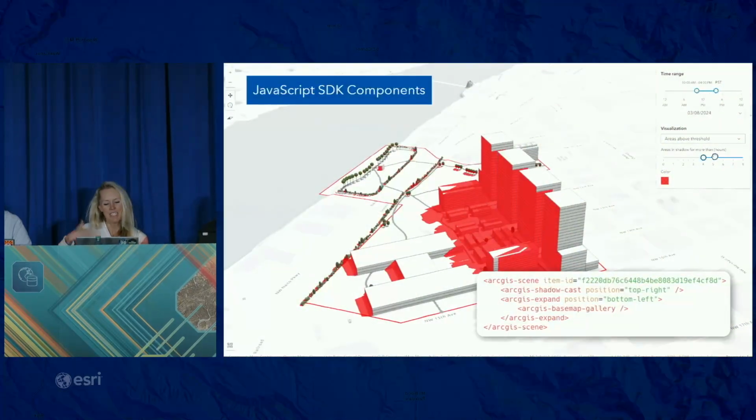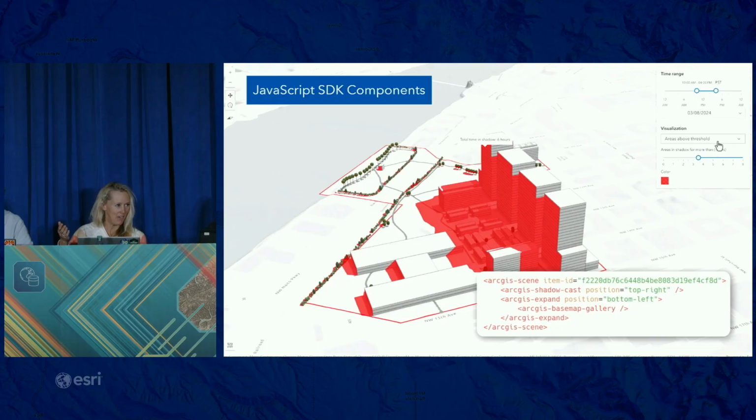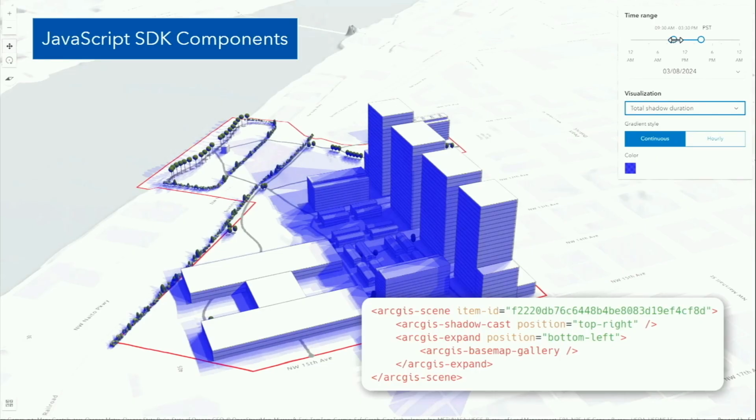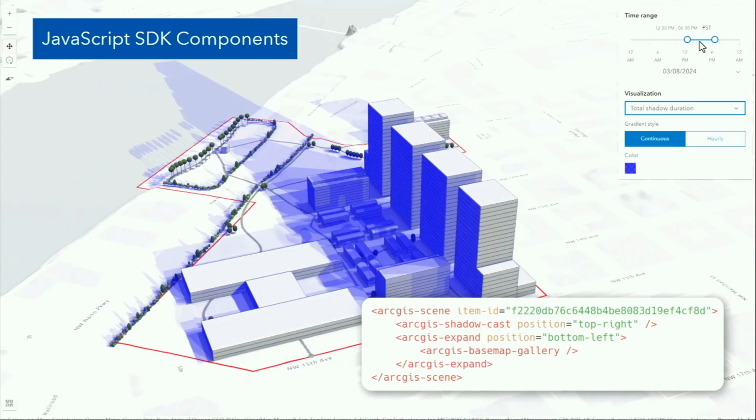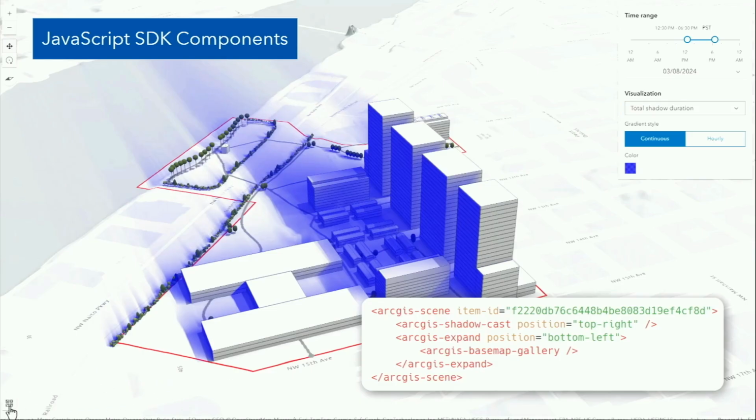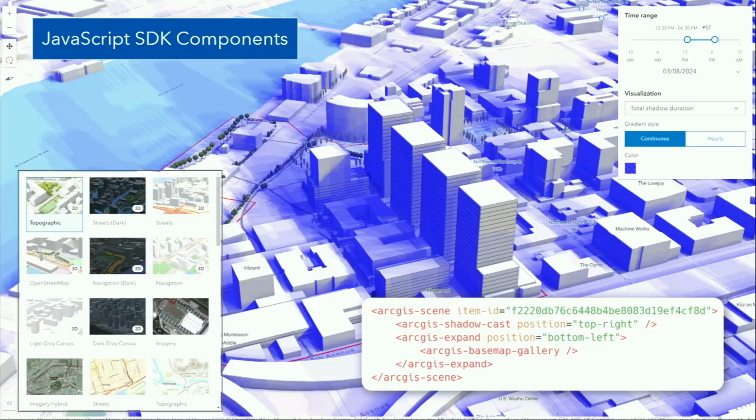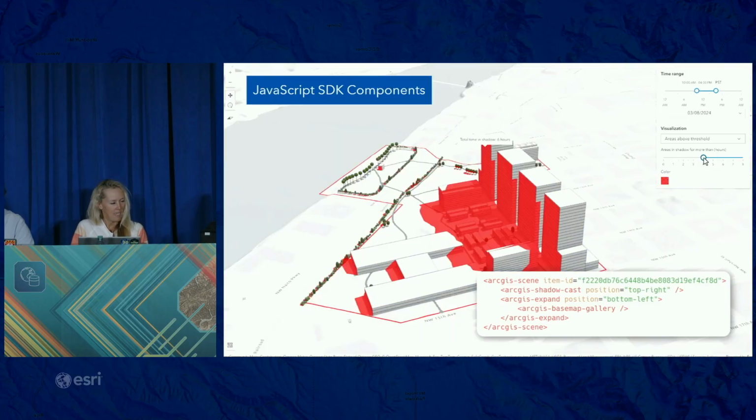And so I always like to show this slide because this is a pretty complex thing going on here. It's doing shadow analysis in 3D. It's got a base map gallery. It's doing quite a bit. And all the code you need for this application is on the right-hand side. Well, of course, you need import statements and things like that. But the basic code is just that HTML you see there. So basically, components are allowing us to really simplify web development by encapsulating this custom functionality inside these HTML tags.